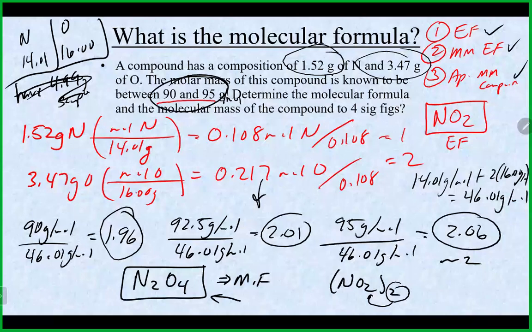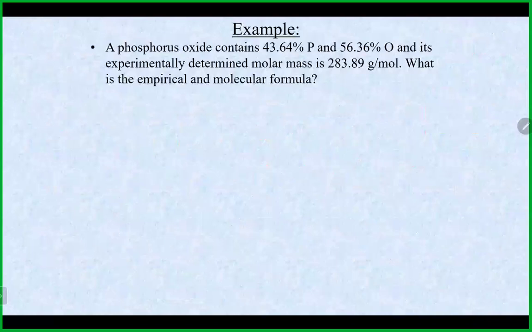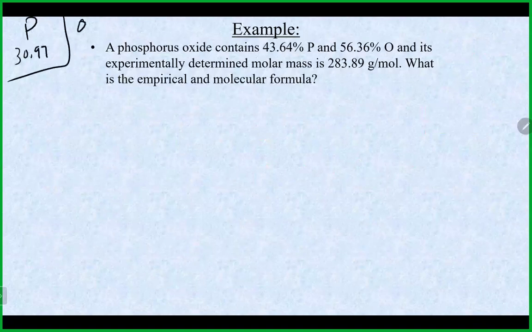All right, let's try one more here. We've got phosphorus and oxygen. Molar mass is 283.89 grams per mole. Phosphorus is 30.97. Oxygen is 16 here. Okay, so let's take a look and see how you're doing. In this case, we're looking for both. And reminder again, for the molecular formula, we do need the empirical formula, and the empirical formula is molar mass.